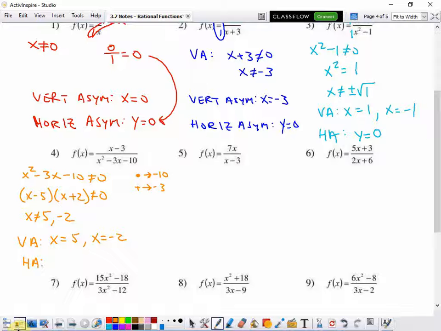And the horizontal asymptote: the denominator has a degree of 2, the numerator has a degree of 1, so I'm going to add 0x squared, and I've got 1x squared in the denominator. 0 divided by 1 is 0. There's a horizontal asymptote at y equals 0.